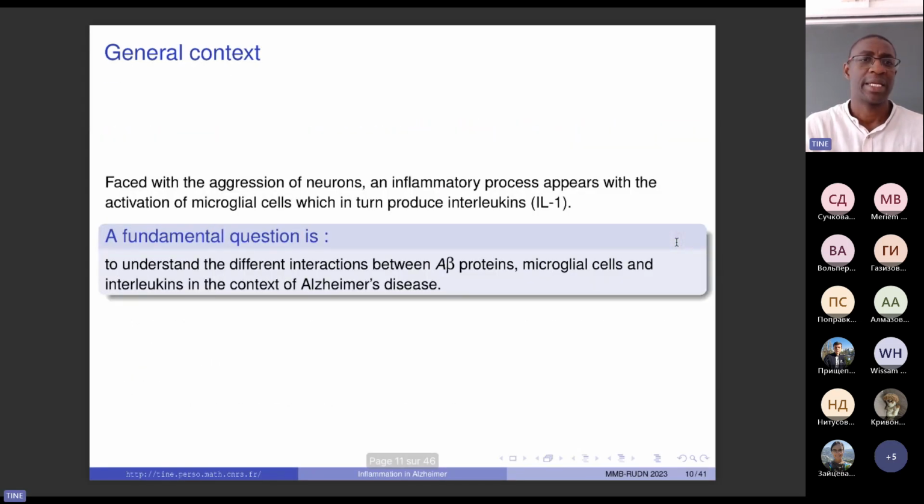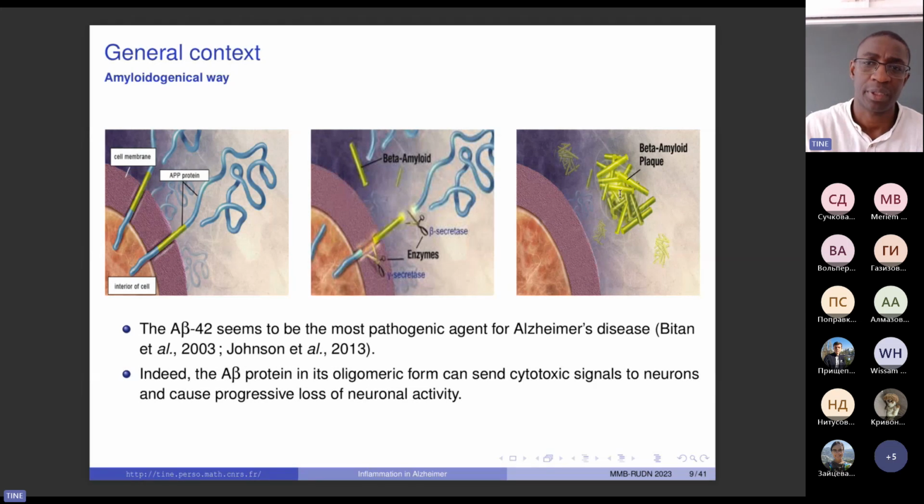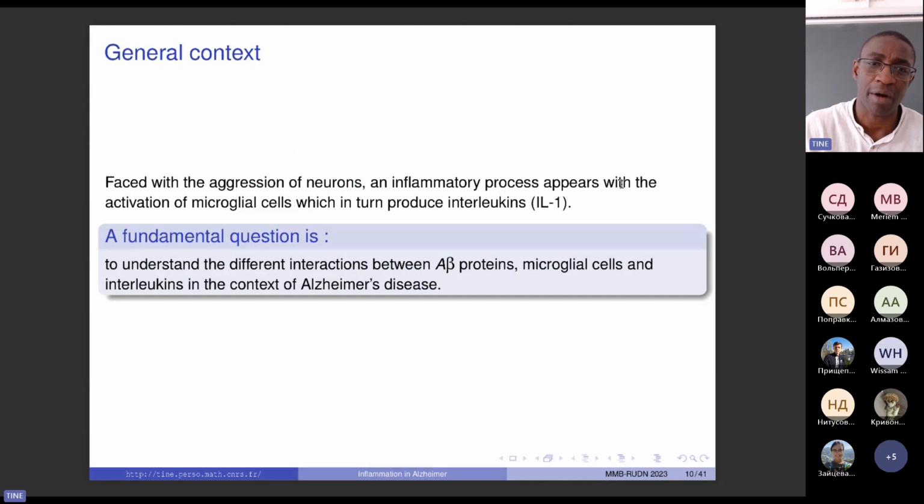So what we have now, faced with the aggregation of neurons, is that this A beta protein, in its oligomeric form, sends a cytotoxic signal to the neuron, as I said before. Faced with this aggregation, of course, an inflammation process appears. This inflammation process appears with the activation of microglia cells, which in turn produce what we know as interleukins. Here it is exactly the interleukin, IL-1.